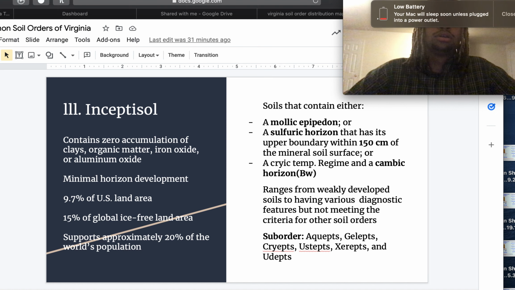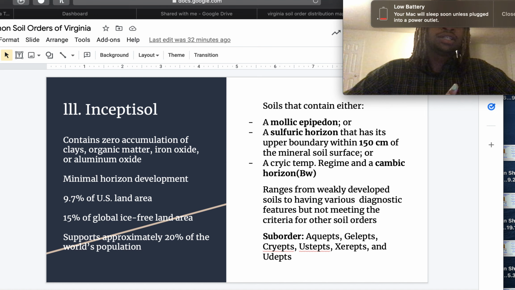Lastly, I will be going over inceptisols. These soils contain either a mollic epipedon or a sulfuric horizon that has its upper boundary within 150 centimeters of the mineral soil surface, or a cryic temperature regime and a cambic horizon.